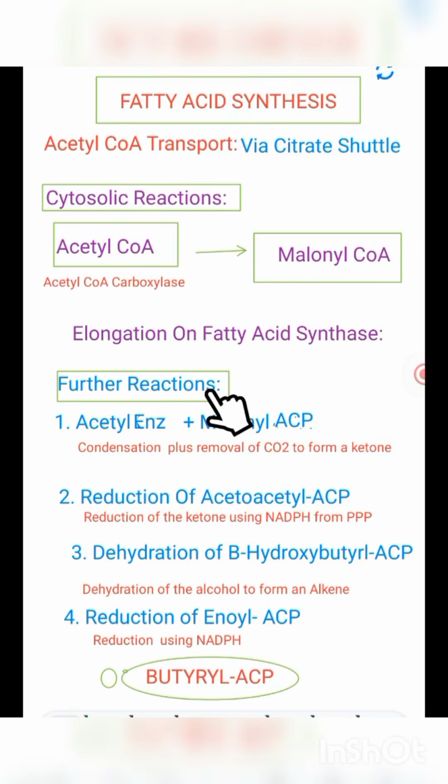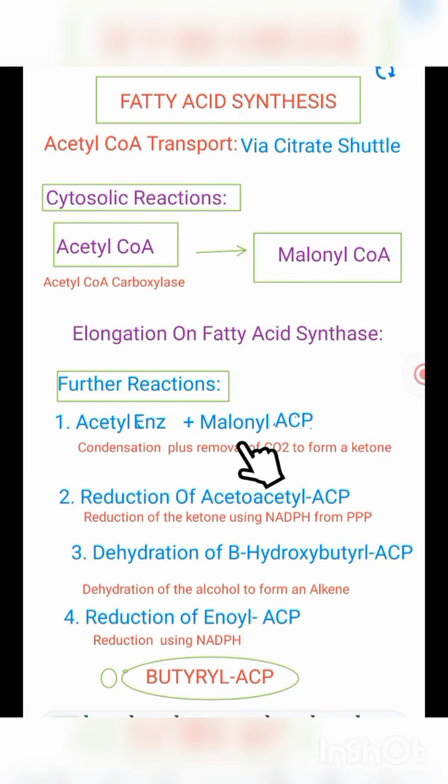Now, something that we just have to quickly look at before the next lecture is the reactions that actually occur. So I'm just going to give you a brief idea of what will be happening on this complex, the fatty acid synthase complex. Like I said, you have your primer acetyl CoA, which is attached to the cysteine component of the fatty acid synthase complex.